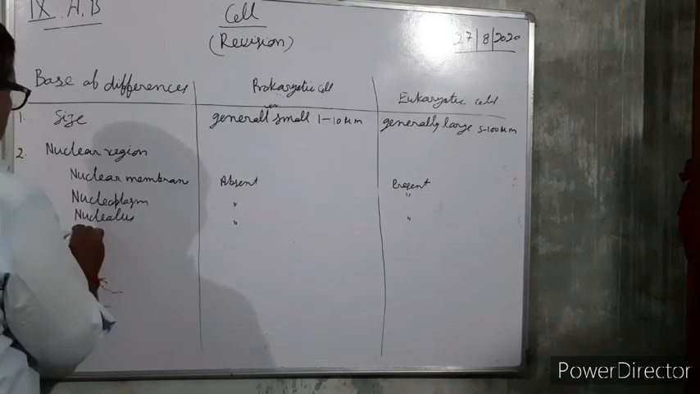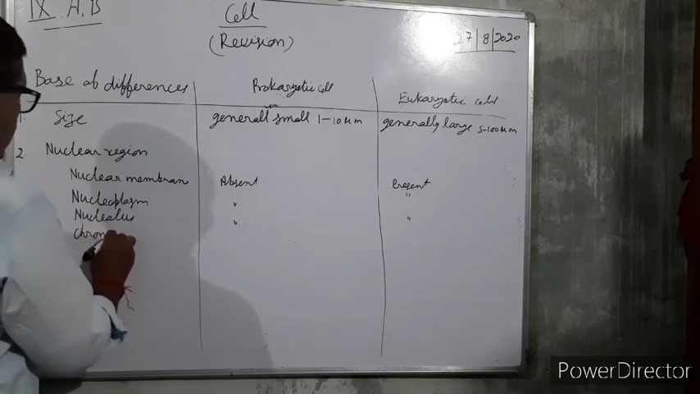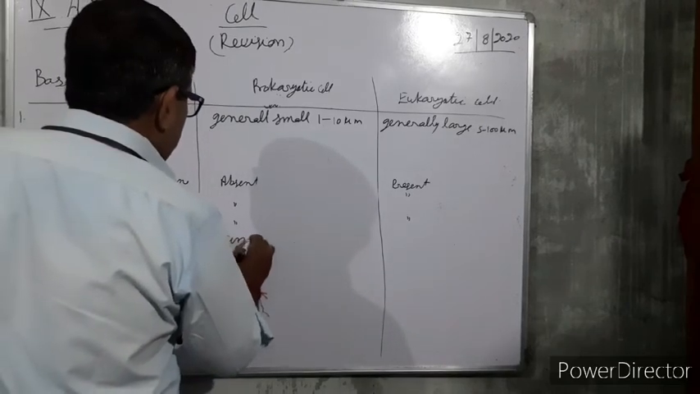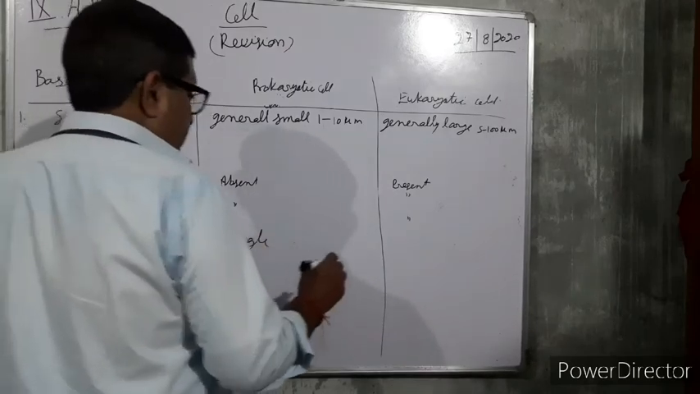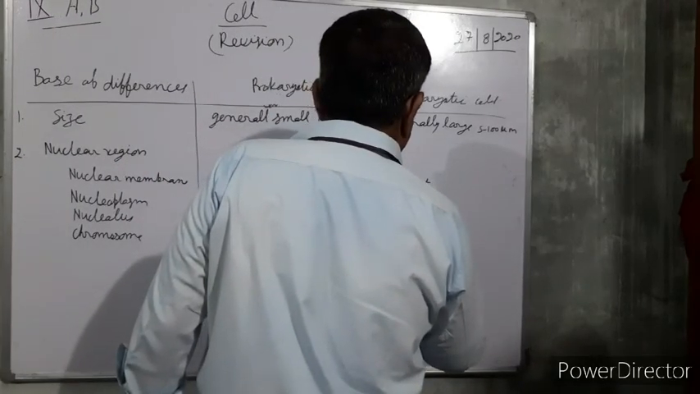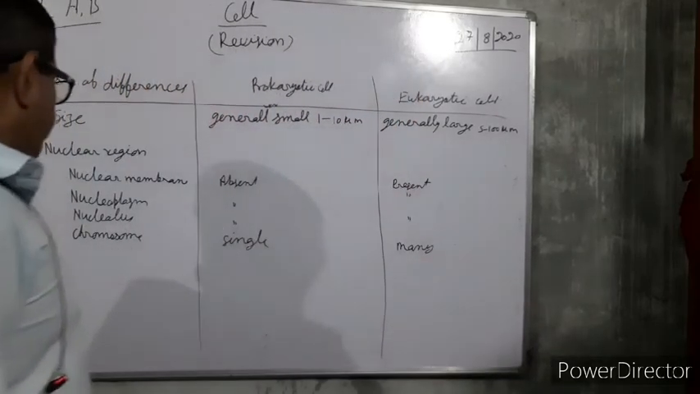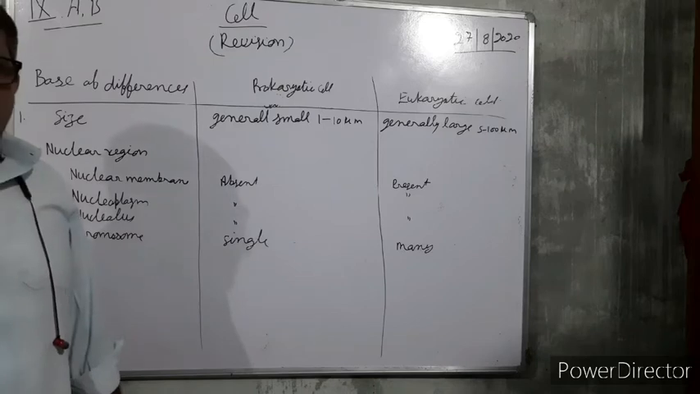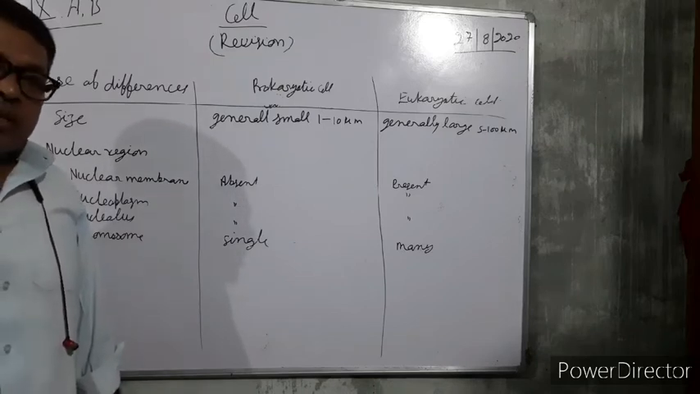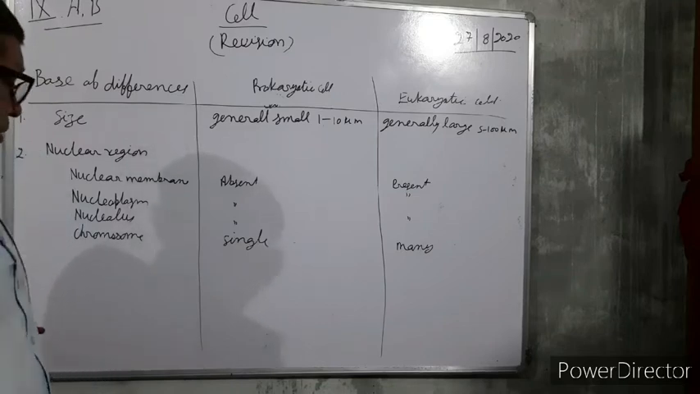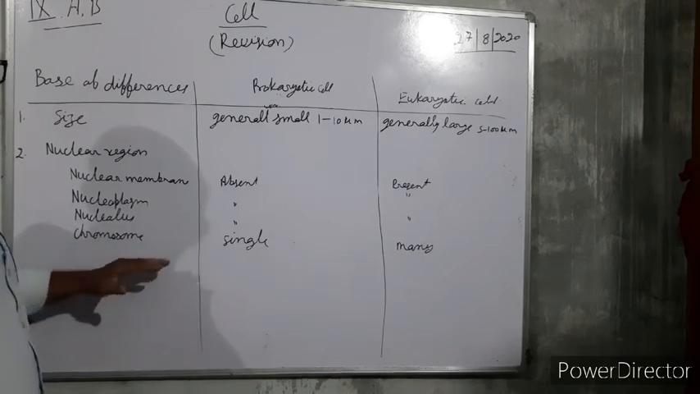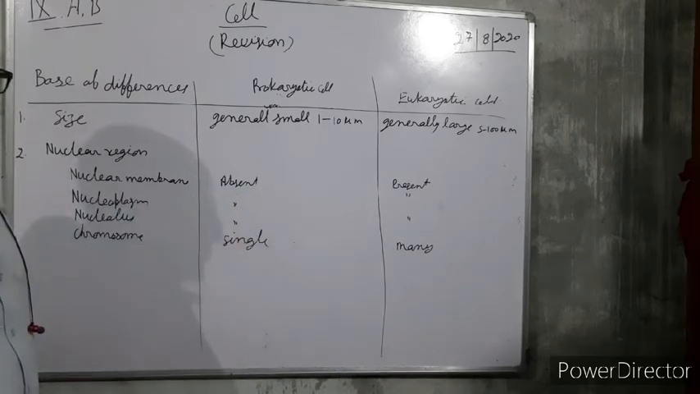And chromosome: here single, and here many. Actually, this is chromatin, which becomes condensed and is called a chromosome during cell division. So prokaryotes contain only a single chromosome, and eukaryotes contain many chromosomes.